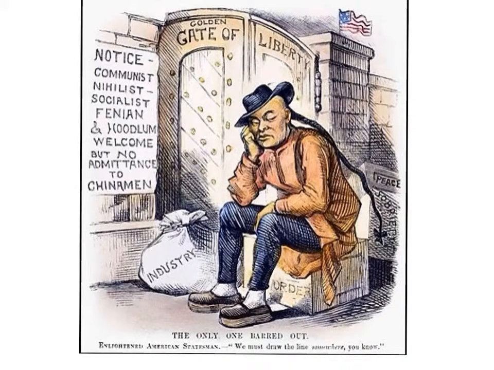A cartoon called The One Being Barred Out shows a Chinese man sitting on top of order, with industry and peace as signs saying that Chinese aren't allowed inside, while there's a golden gate of liberty behind him. This cartoon shows how the Chinese weren't given the freedom they deserved, and during that time it was probably thought that order, industry, and peace were thrown out with the Chinese.